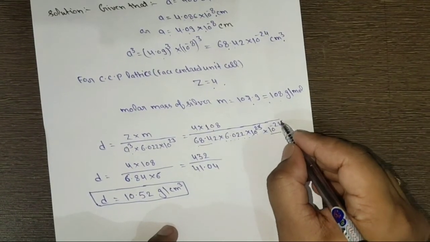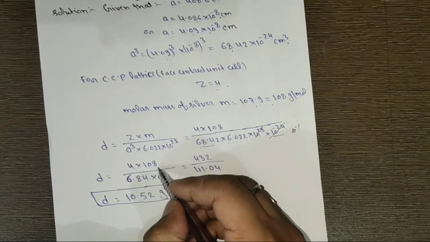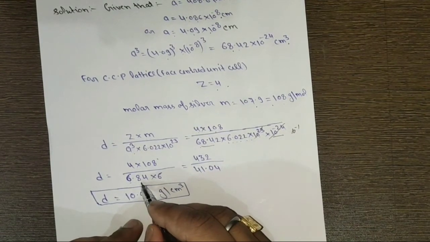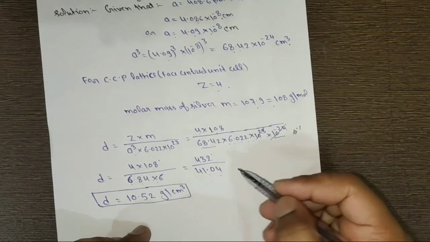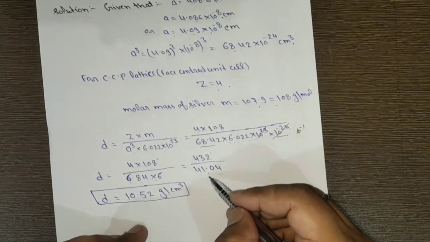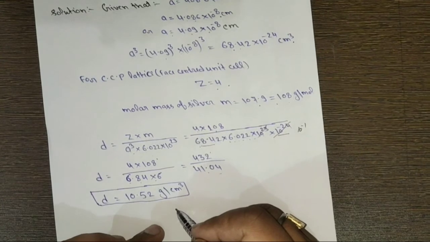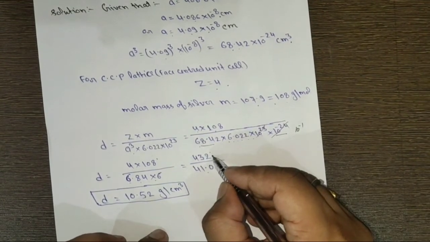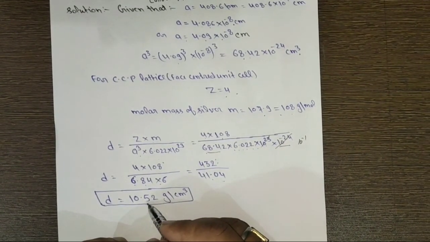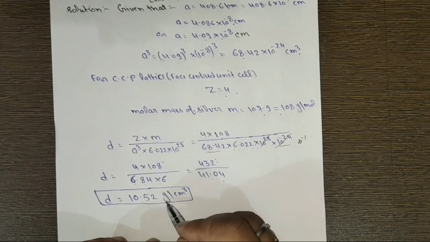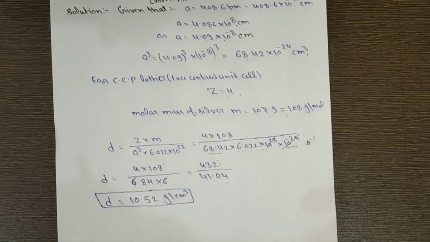10 to the power 23 and 10 to the power minus 24 combine to give 10 to the power minus 1. Then we have 4 into 108 upon 6.84 into 6, or 432 upon 41.04. On solving 432 upon 41.04, we get the density equal to 10.52 gram per centimeter cube. So 10.52 gram per centimeter cube is the density of the silver crystal.